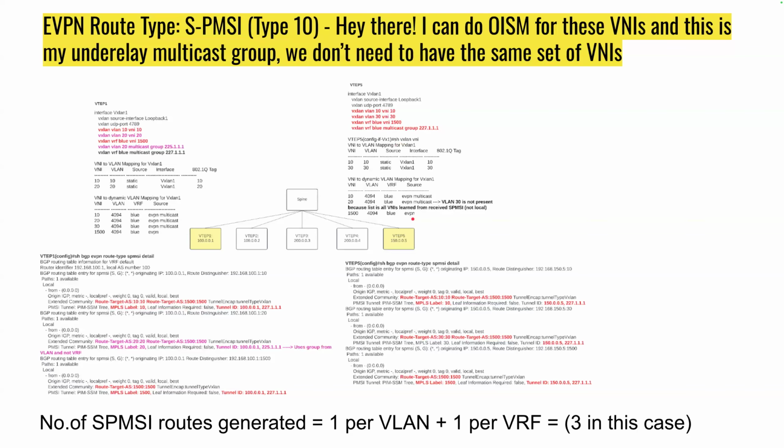All right. So two takeaways from this slide: how the route types are generated, and how this VXLAN to VNI mapping is created dynamically. In the per VLAN SPMSI that we generate, we will include both L2 and L3 route targets, and we generate one new SPMSI, which is per VRF, which has just the L3 route target.